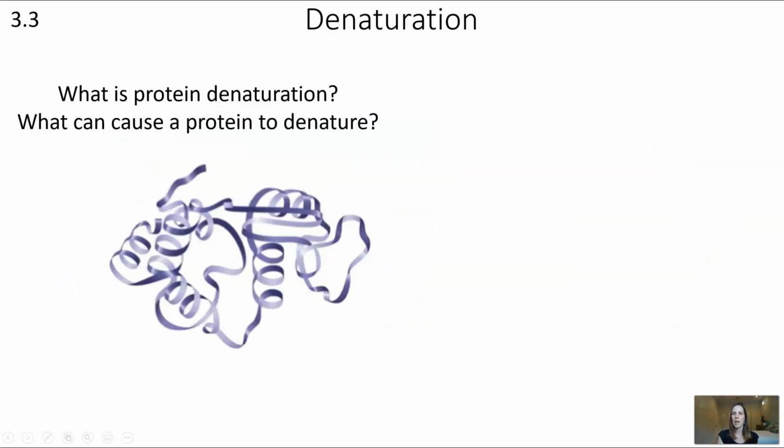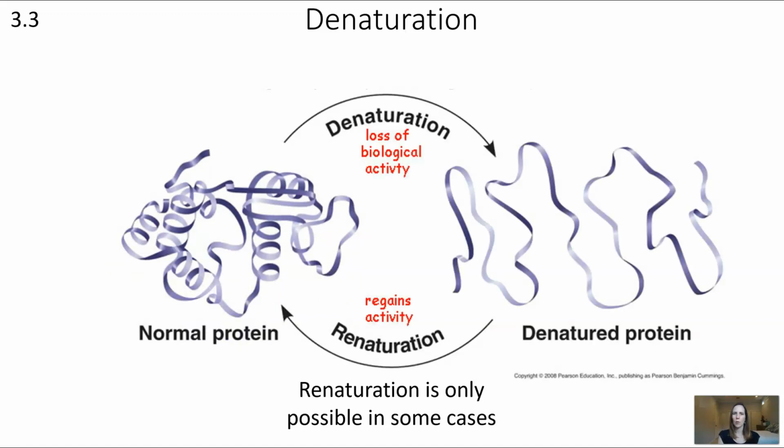Next, let's talk about denaturation. So what is protein denaturation and what can cause a protein to denature? Remember that a protein's function very much depends on its structure. And so if you have a change in the protein's structure, that can interfere with its function. So denaturation, or a protein being denatured, is when you have loss of biological activity due to a change in the structure. This is usually a result of a change in pH or a change in temperature, and we'll look at those a little bit more closely in a bit.